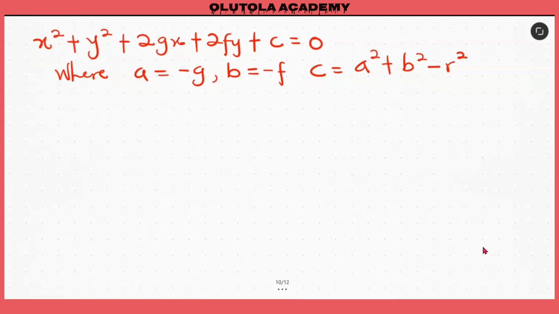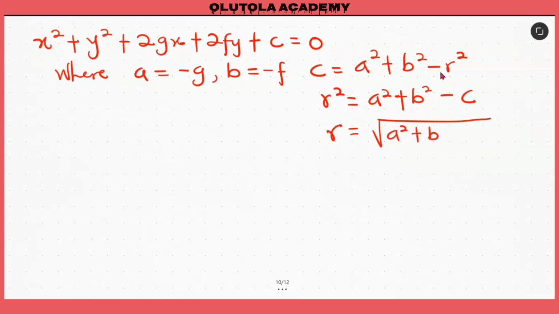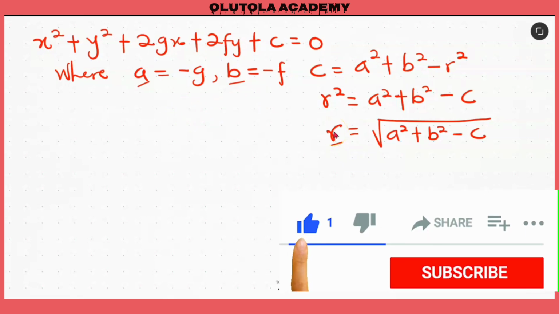Now I can make r, the radius, the subject here. So we have r² equals a² + b² − c. What I've done is take this to the left-hand side and bring c to the right-hand side. R, which is the radius, is the square root of a² + b² − c. And you know that when we have r, a, and b, we can describe a circle. A and b are the coordinates of the center of the circle, while r is the radius of the circle.